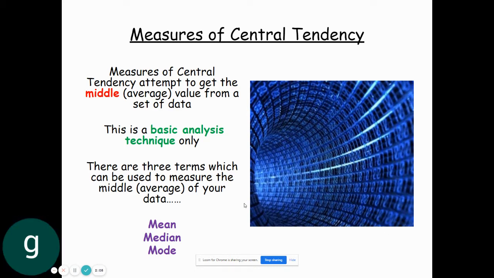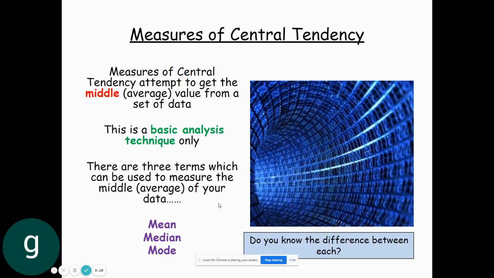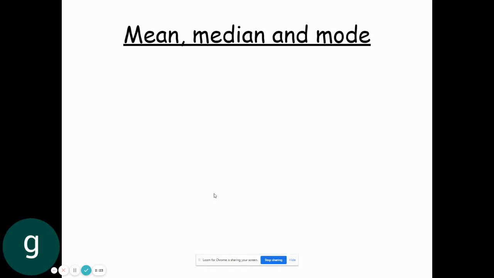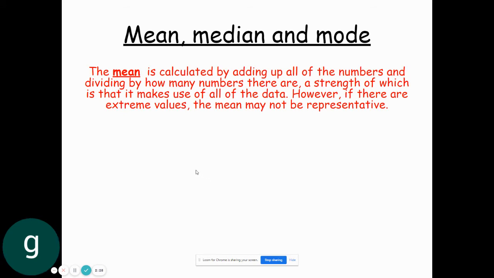So the measure of central tendency attempts to get the middle or the actual average value of a set of data. It's a basic analytical technique only. There's 3 different terms you would use for average. So you should probably have an idea of what the difference between means, medians, and modes are already. So mean is calculated by taking all the numbers and adding them together, what we call the sum, and dividing by the number of numbers, or n. So sum over n gives you the mean.